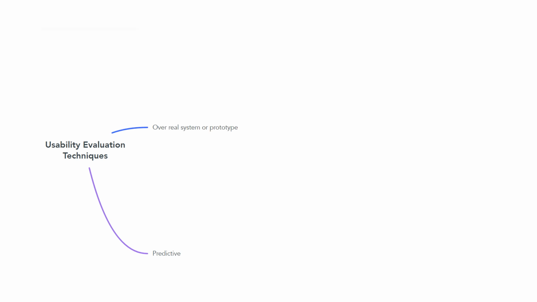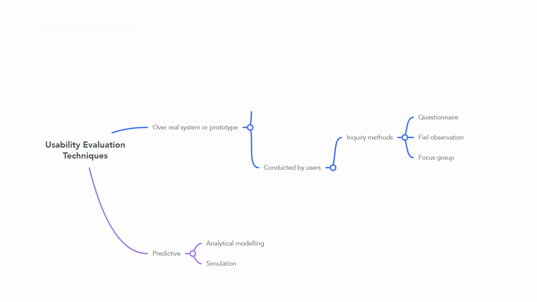With a more academic focus, predictive evaluation offers predictions over the usability of a potential and not yet existent prototype by analytical modeling or simulating the interface. Similarly, real systems or prototypes have two subcategories as well. One branch includes and is conducted by users. Methods, or evaluations involving users, are divided into inquiry methods and testing methods depending on the methodology adopted.